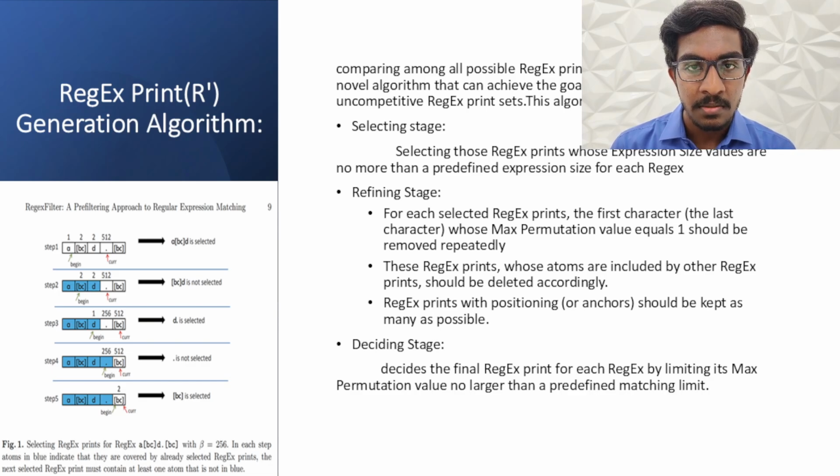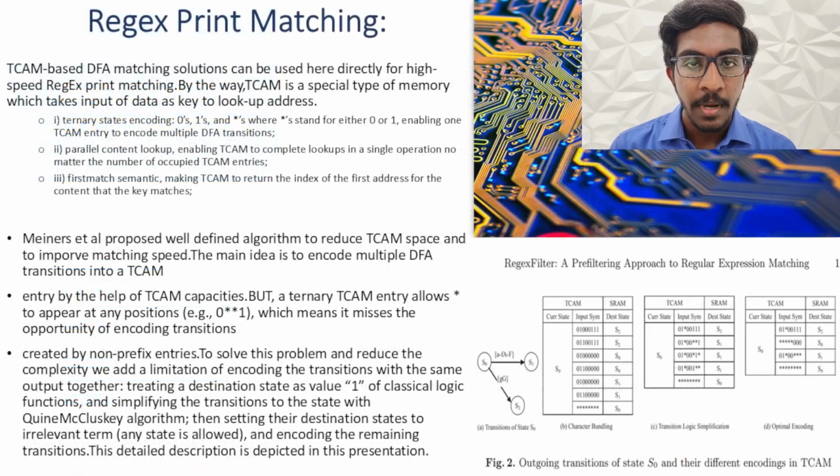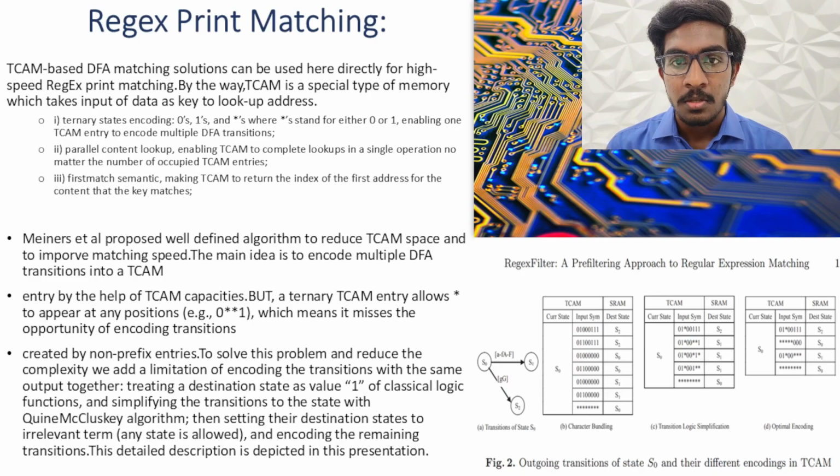The deciding stage filters out the particular regex print for each regular expression pattern in order to improve the efficiency. So let us move into the regular expression print matching algorithm, which is actually a bit complex. So stay with me to understand it easily.